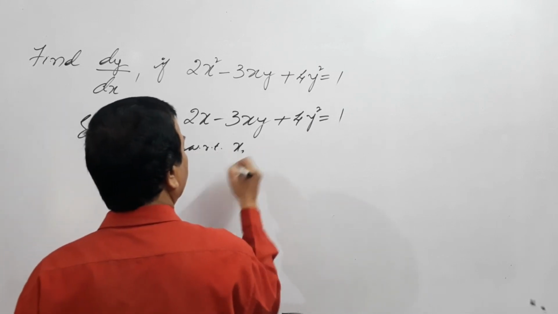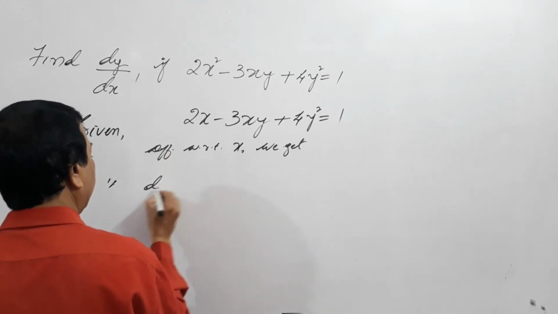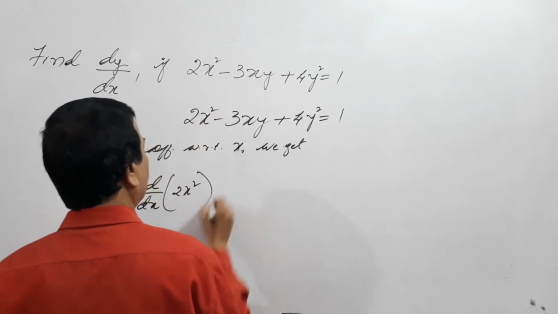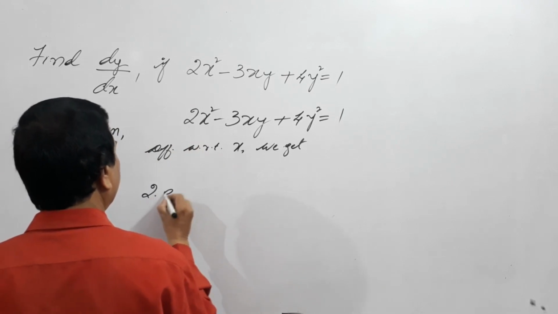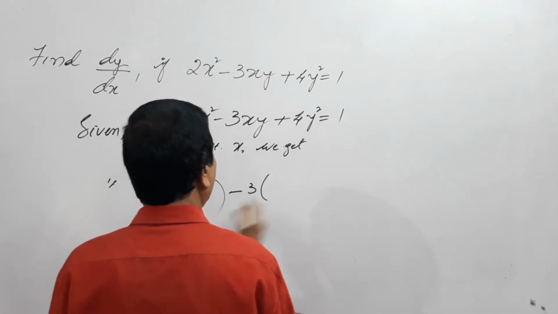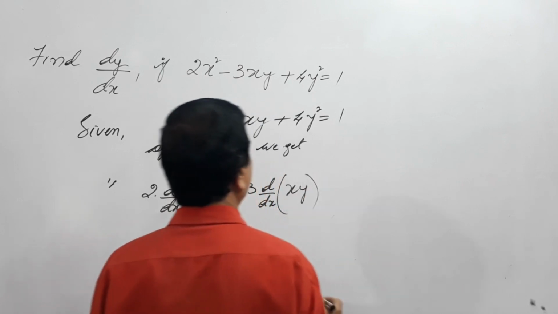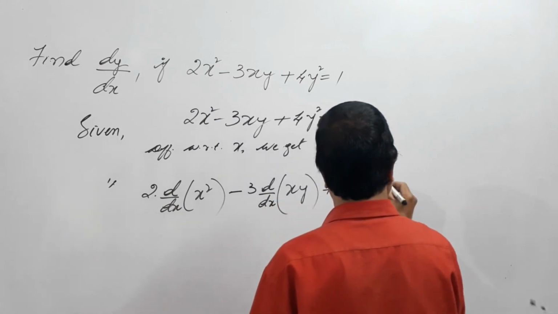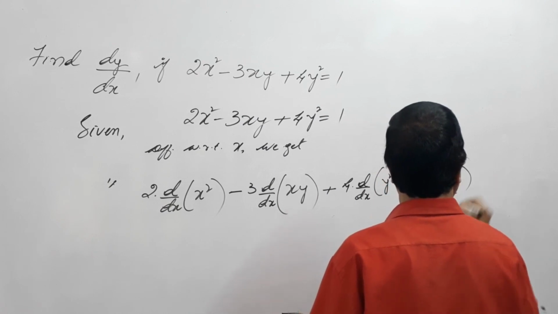Differentiating with respect to x, we get d by dx of 2x square minus, I'll take this 2 outside, 2 d by dx of x square minus 3 into d by dx of xy plus 4 into d by dx of y square equals d by dx of 1.